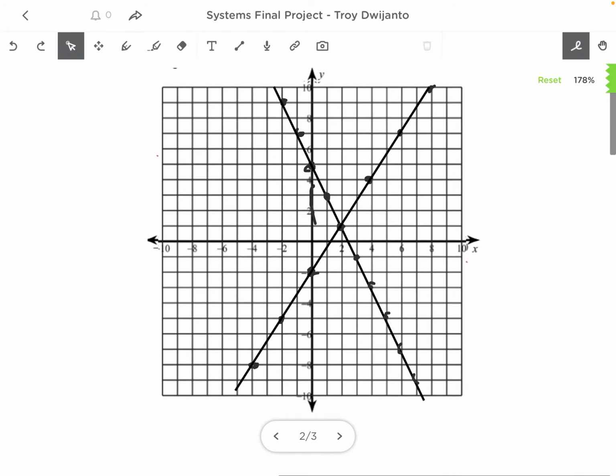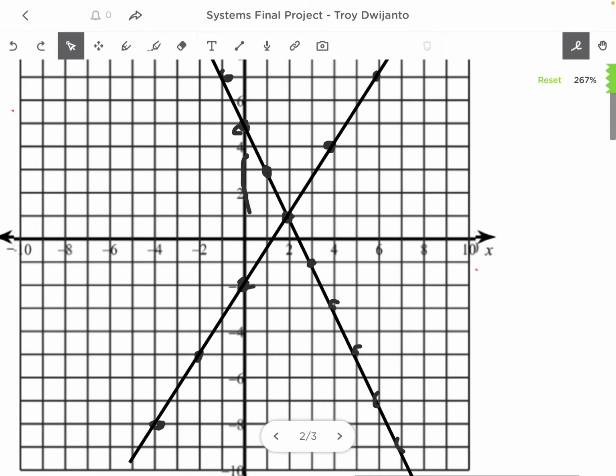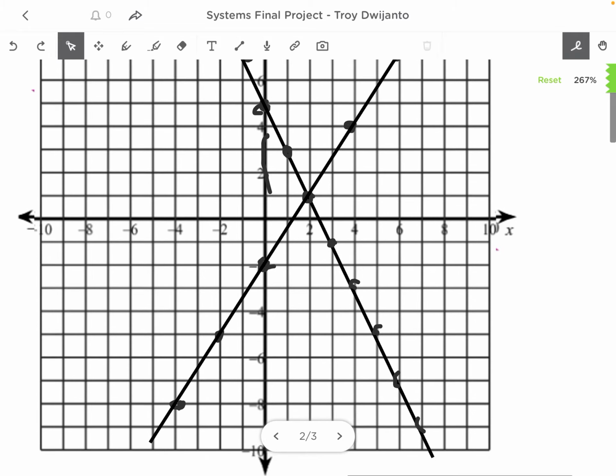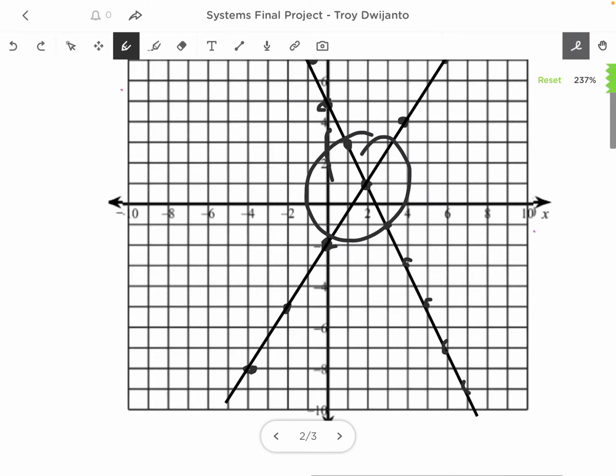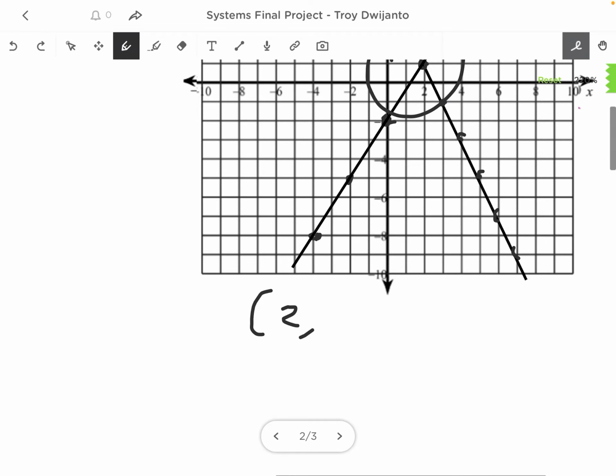Oh, look at that. Now, to find a solution for this system of equations, we just take the middle point of these two lines. The middle point is 2 over 1. This equation right here. Boom, 2 over 1.